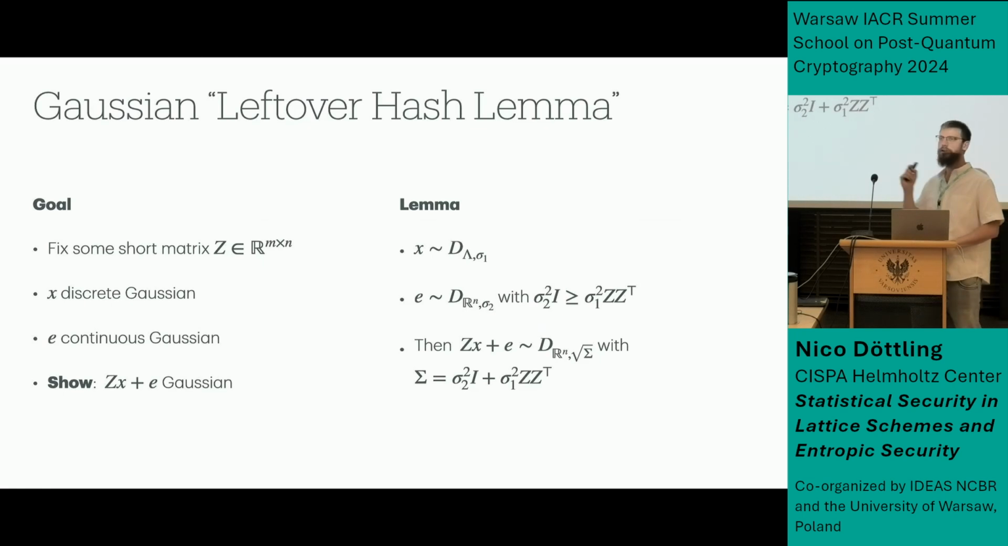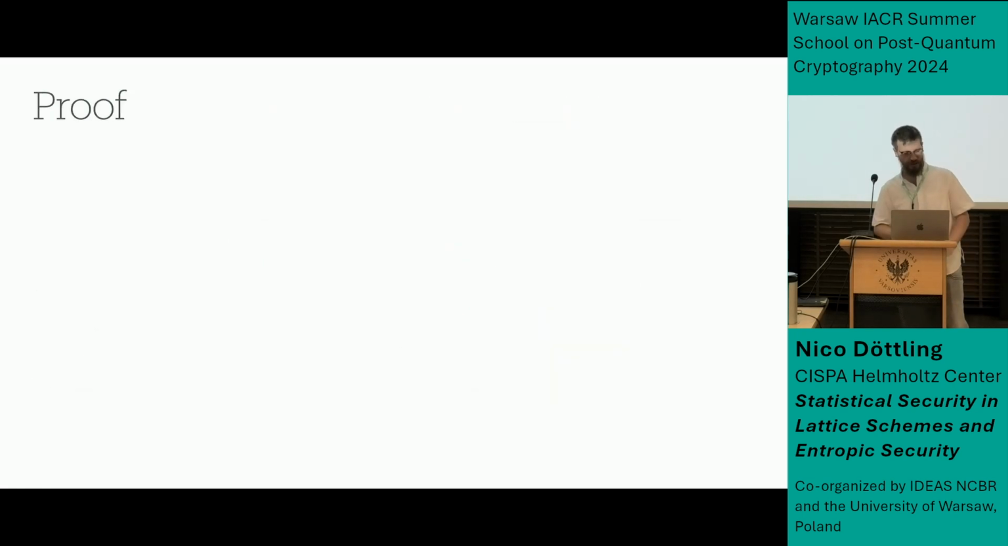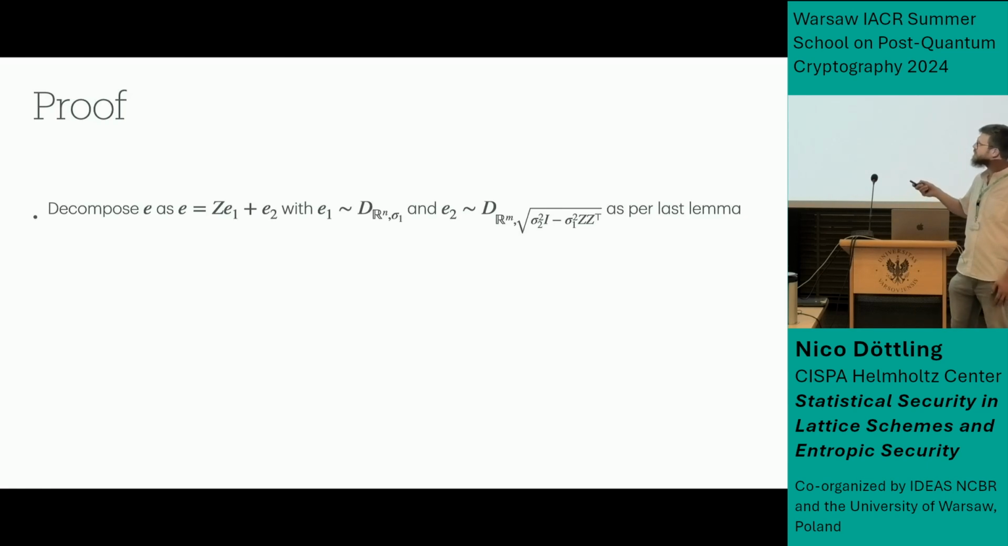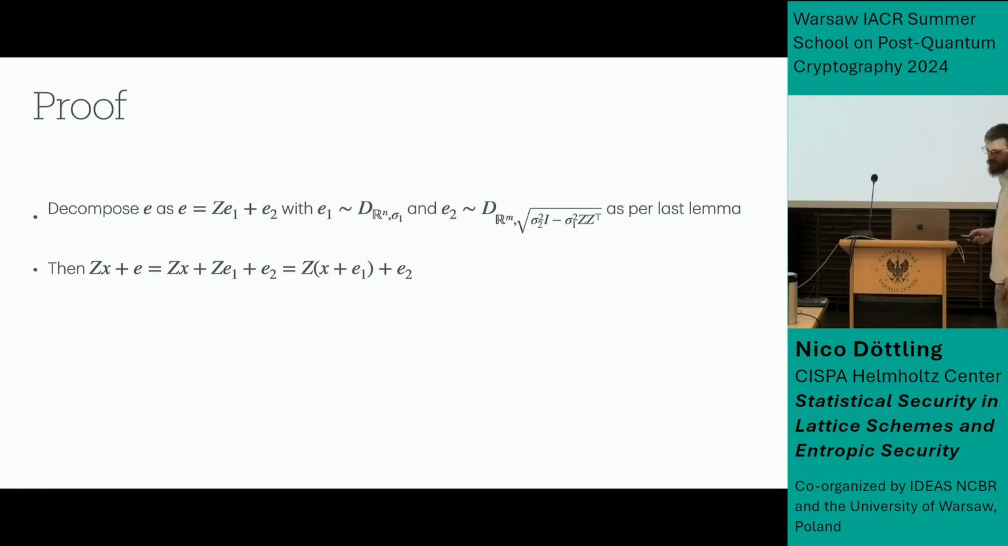So I'm having this term E, which follows a continuous Gaussian. And the first thing I'm going to do is take this continuous Gaussian and decompose it via this lemma that we've just proven as Z times E1 plus E2, where E1 and E2 are independent continuous Gaussians of appropriate dimensions. And now I can just rewrite Z times X plus E as Z times X plus Z E1 plus E2. And now I'm having Z times X plus E1 plus E2.